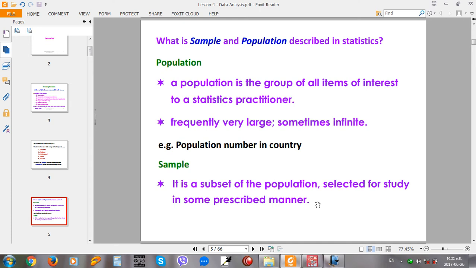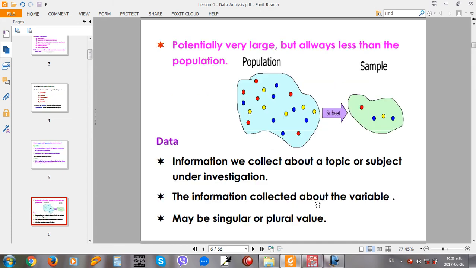Right? I think now you understand what a sample is and what a population is. A sample is a subset of the population which is representative of the population. Here you can see it is potentially very large but always less than the population. If you take this as the population, the sample looks like this. Can you see that there are four colors of circles, and in the subset also the four colors? It means the sample is representative of the population, but the population is much larger than the sample.